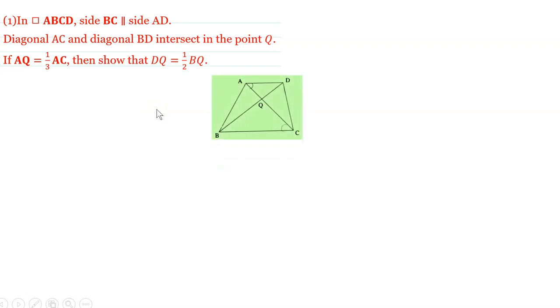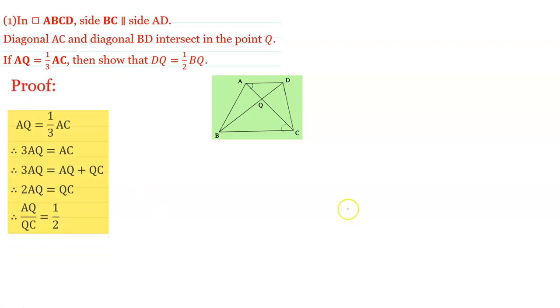Okay, now this is the figure. In this figure, a quadrilateral ABCD is considered. BC is parallel to AD. Diagonal AC and BD intersect at the point Q. If AQ is equal to 1 by 3 AC, then we want to show that DQ is equal to 1 upon 2 BQ. Okay, now let us start. This is the figure.